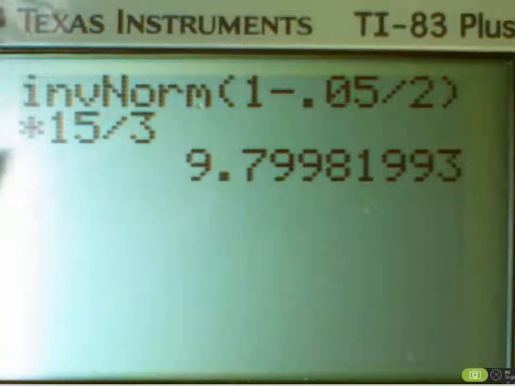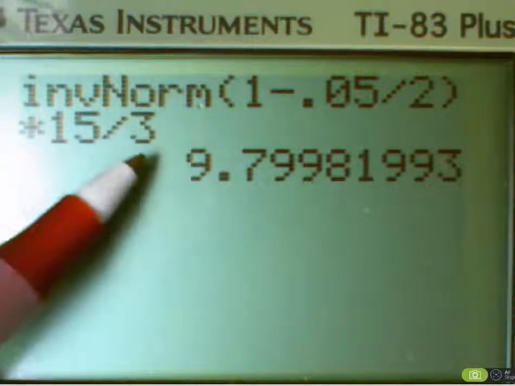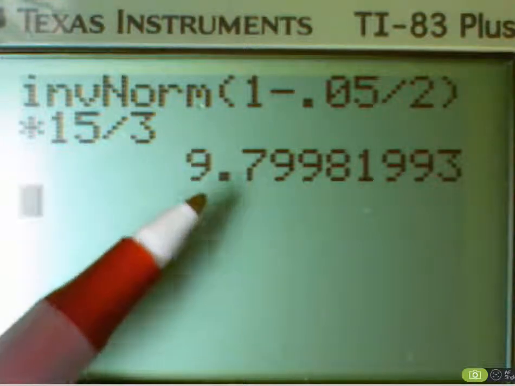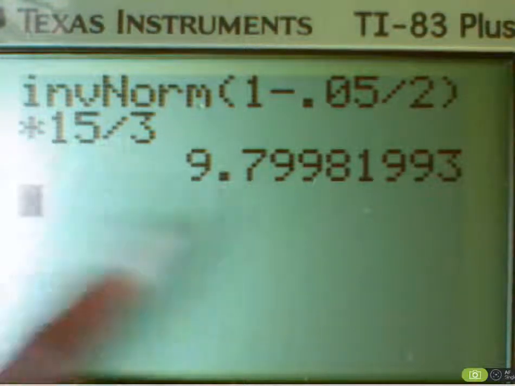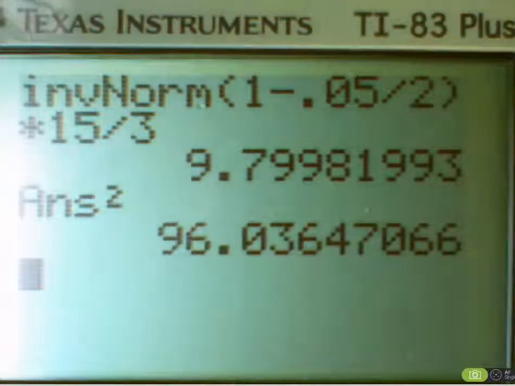Now, I did something accidentally here, but it's fine. I forgot to open the parentheses before I started with inverse norm, and so I didn't close them at the end. This value is not my answer, but this is what I need to square. I went ahead and hit my equals button. Now if I square that, I get the sample size is 96.04.